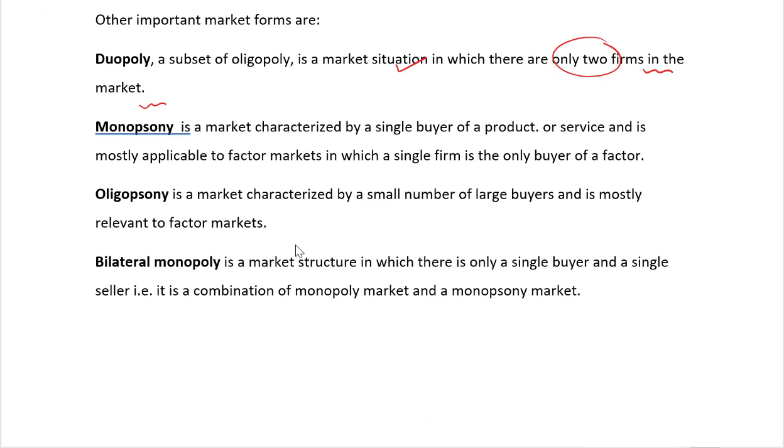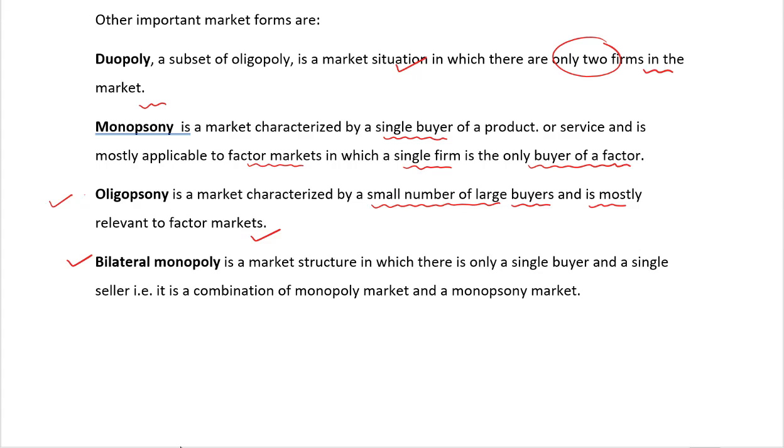What is monopsony? Monopsony is a market characterized by a single buyer. There is one and only one buyer of a product or service, and it is most applicable to factor markets in which a single firm is the only buyer of the product. The next is oligopsony, a market characterized by a small number of large buyers and mostly relevant to factor markets.